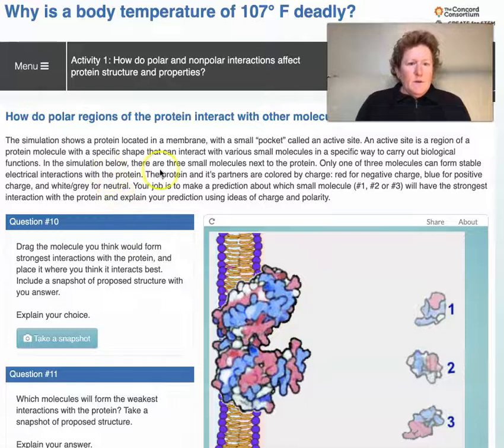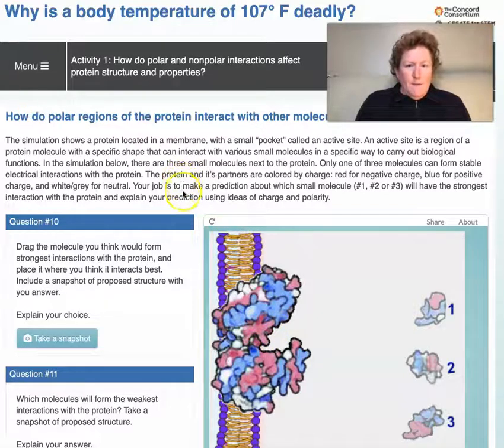In the simulation below, there are 3 small molecules next to the protein. 1, 2, 3. Only one of the 3 molecules can form a stable electrical interaction with the protein. The protein and its partners are colored by charge. Red is for negative, blue is for positive, and white-gray is for neutral. So the red is for negative, blue is for positive, and white is for neutral. And remember, negative and positive want to get together, so blue wants to be with red.